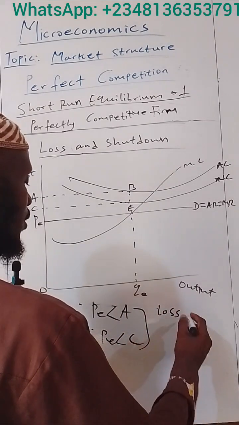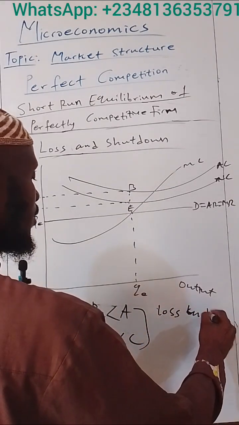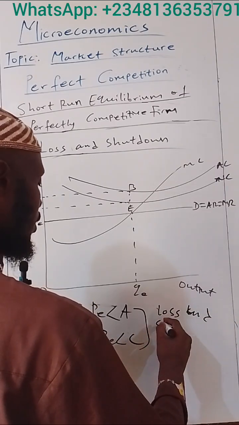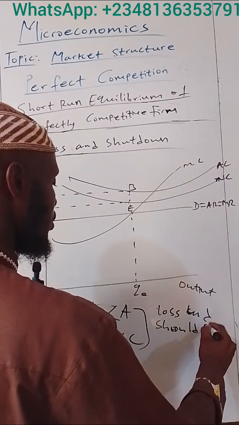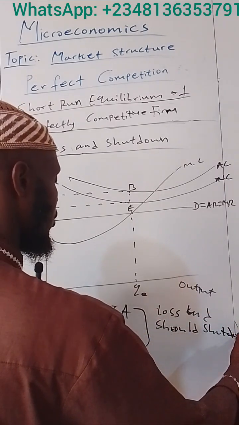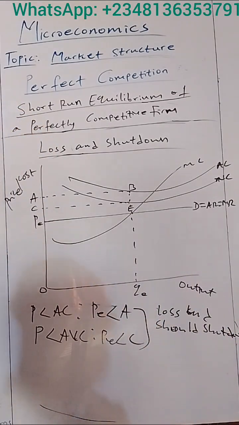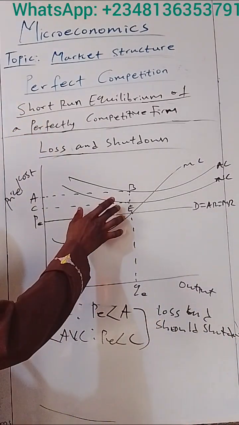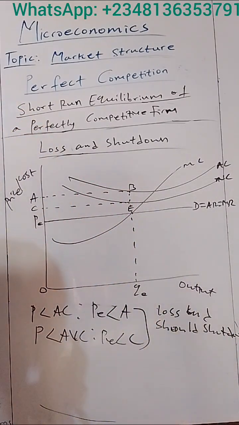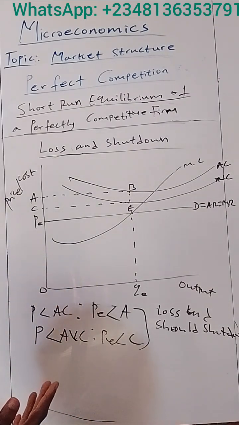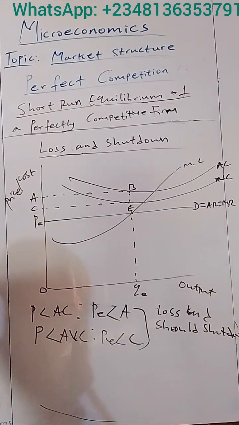The firm is making a loss and should shut down. You should not continue the operation. So the only way for the firm that finds itself in this situation is to stop the operation, that is by shutting down, and that will make you minimize loss.